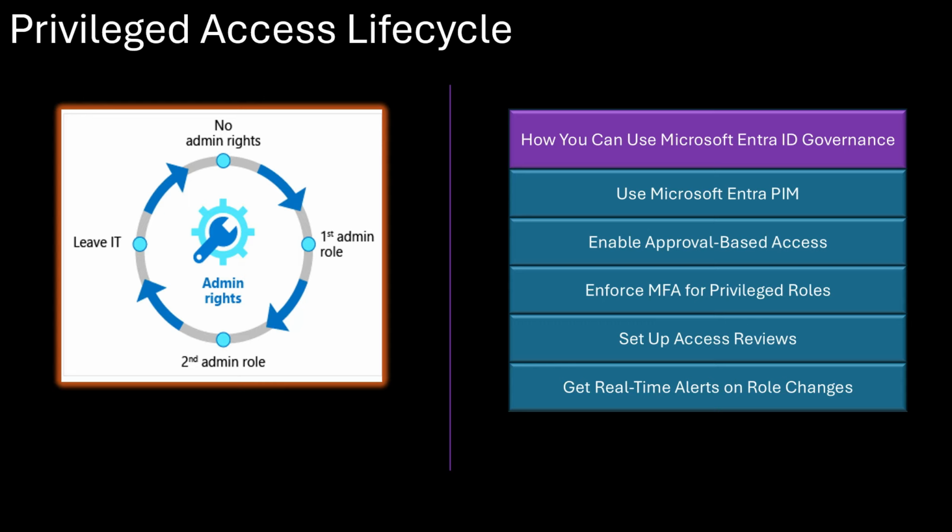How can you use Microsoft Entra ID Governance for managing the privilege access lifecycle? Instead of giving users permanent admin rights, you require them to request temporary access when needed. You make sure admin role activations require justification and approval. You strengthen security by requiring extra authentication before activating privileged roles, such as MFA. You regularly review privilege access assignments and remove unnecessary admin rights.